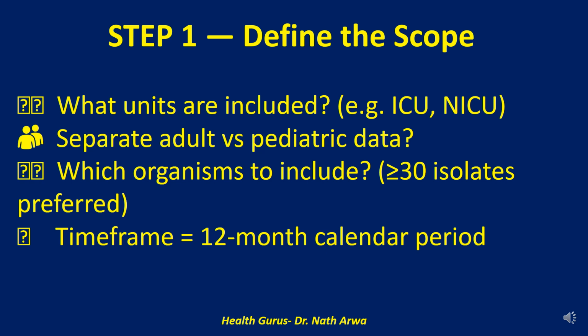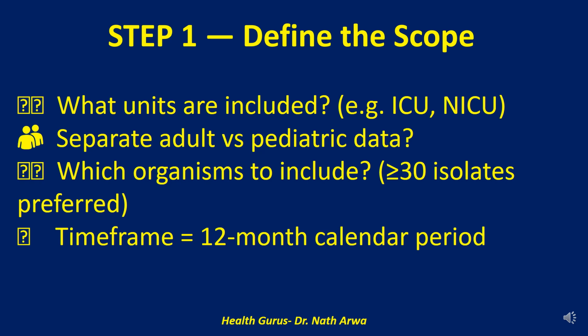Which organisms should you include in your antibiogram? Focus on those that are clinically significant and have at least 30 isolates during your study period. That number helps ensure the results are statistically reliable, not just random noise. Think of pathogens like Escherichia coli, Klebsiella, Pseudomonas, Staphylococcus aureus, the ones that cause real problems in real patients.